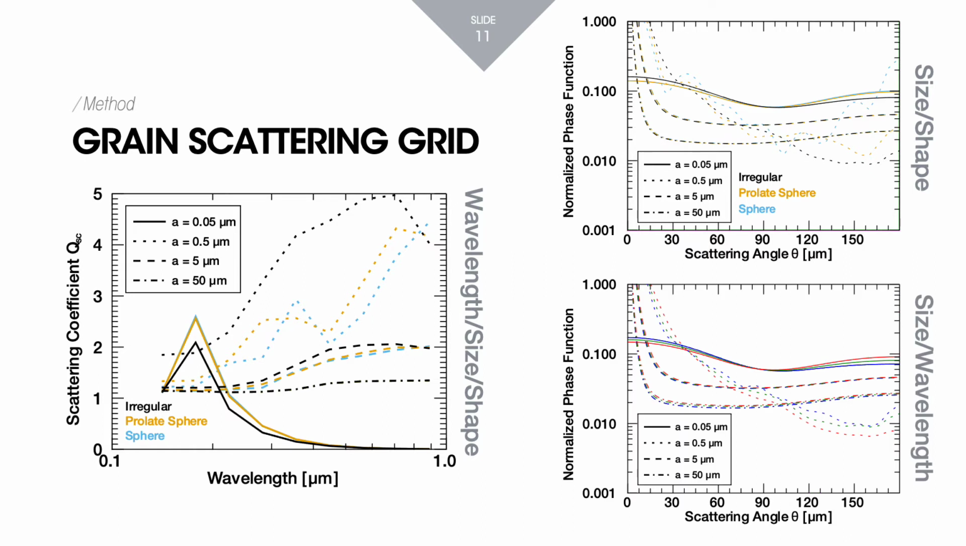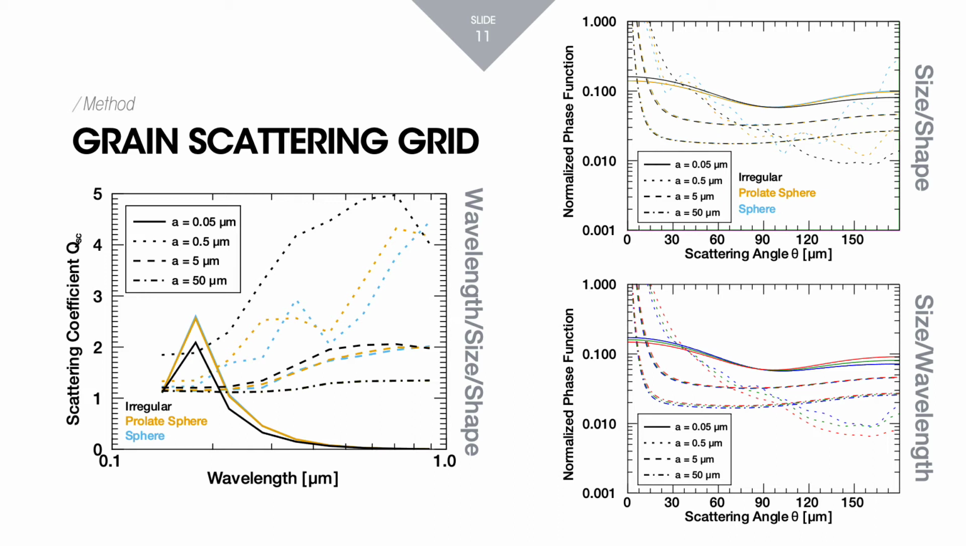On the bottom right, we now plot for visible RGB wavelengths at 630 nanometers red light, 530 nanometers green light, and 470 nanometers blue light. This shows variation with wavelength. From the plots on the right-hand side, differences in phase function due to grain size, shape, and wavelength can be observed.